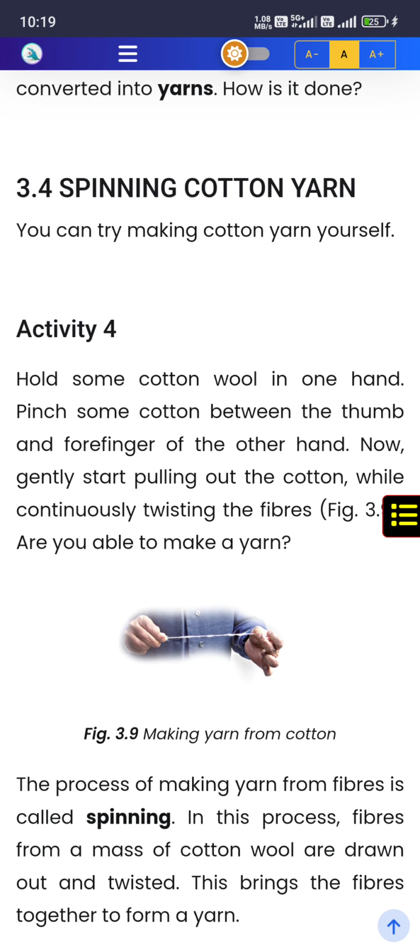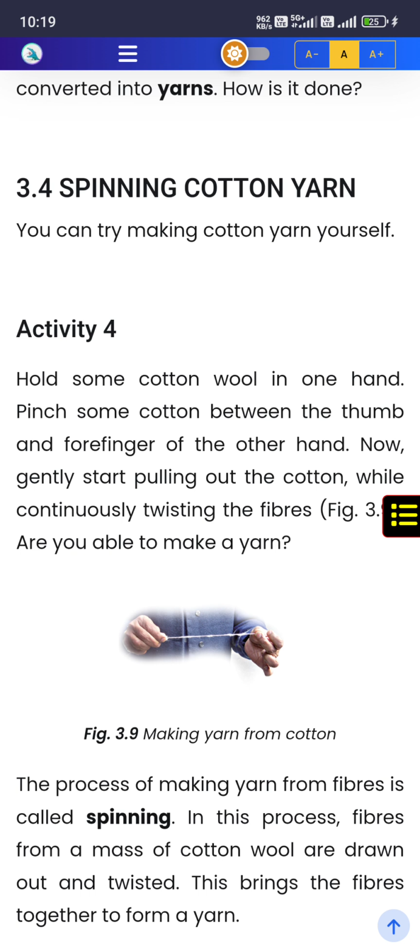So in this they are teaching us how to make a cotton yarn. They're asking us to take some cotton wool in one hand and put some cotton between the thumb and forefinger of the other hand. Now gently start pulling out the cotton while continuously twisting the fiber. So what they're saying is you have to take a cotton and gently pull out, and while you are pulling it out, you are twisting the fiber.